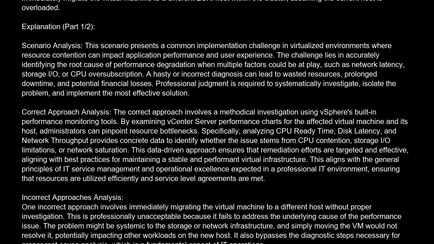One incorrect approach involves immediately migrating the virtual machine to a different host without proper investigation. This is professionally unacceptable because it fails to address the underlying cause of the performance issue. The problem might be systemic to the storage or network infrastructure, and simply moving the VM would not resolve it, potentially impacting other workloads on the new host. It also bypasses the diagnostic steps necessary for proper root cause analysis, which is a fundamental aspect of IT operations.